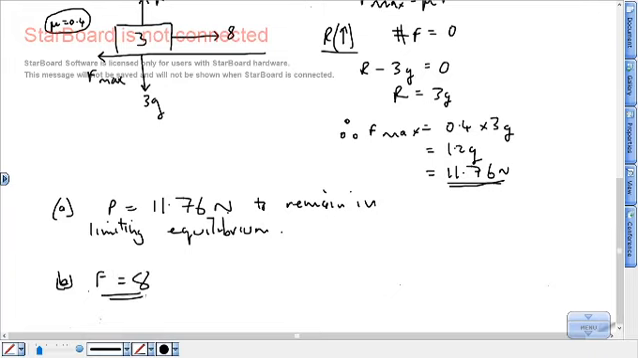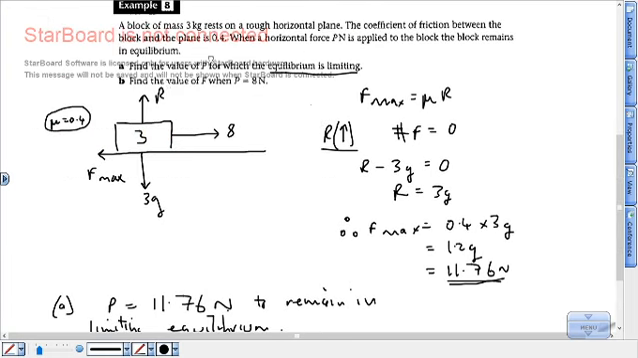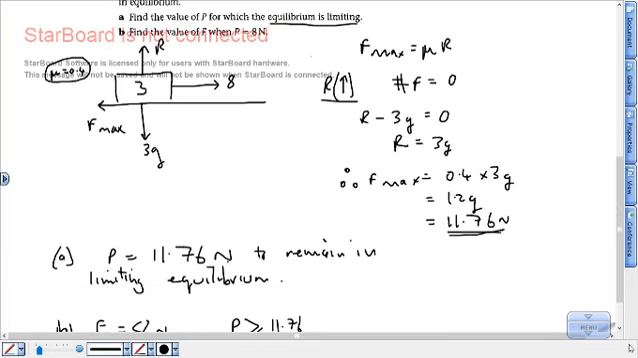Okay, and that is because P isn't greater than or equal to 11.76. So F will be 8 newtons. Okay, so find the value of F when P is 8 newtons. Okay, right, next question over the page. I'll just move this out of the way.